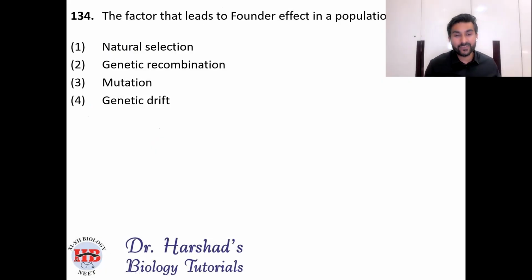The factor that leads to founder's effect. If you remember, founder's effect was related to a set of the population going to a completely new area, and that movement of the population to a new area is called genetic drift, and that leads to founder's effect with regard to variation and change in your genetic equilibrium. So the answer would be option number 4.